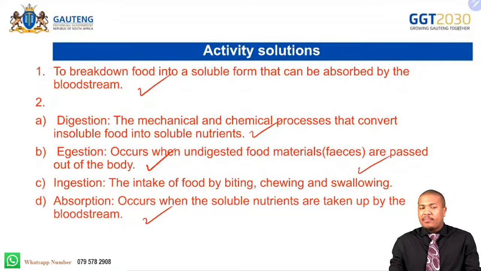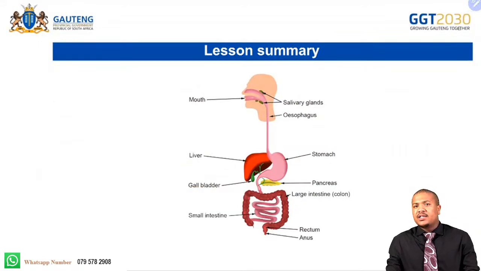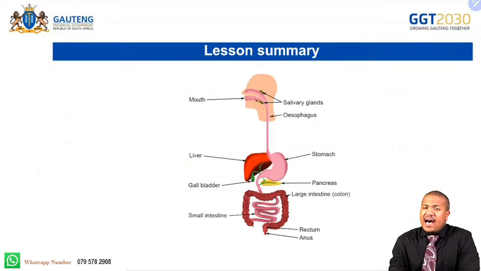So let's quickly wrap up our lesson for today by summarizing it in this format. Today we're talking about the alimentary canal and digestion. We said that the alimentary canal is all the parts that help to break down food into smaller and simpler substances that can be absorbed into the bloodstream. The alimentary canal has different parts which perform different functions for the system.